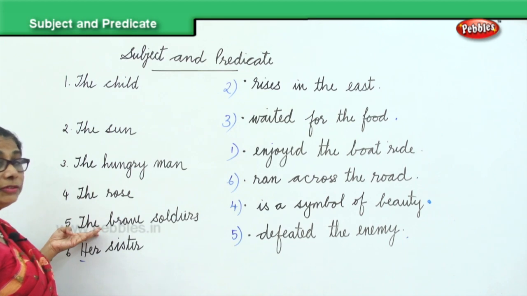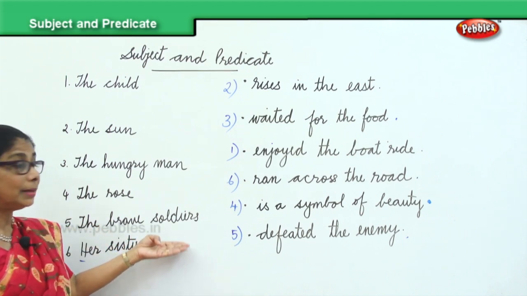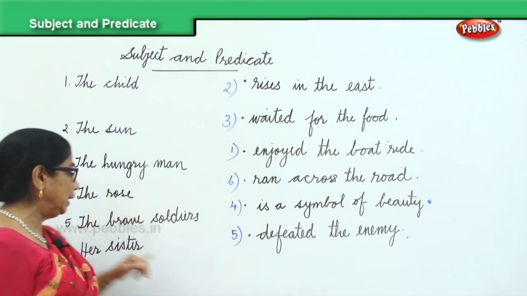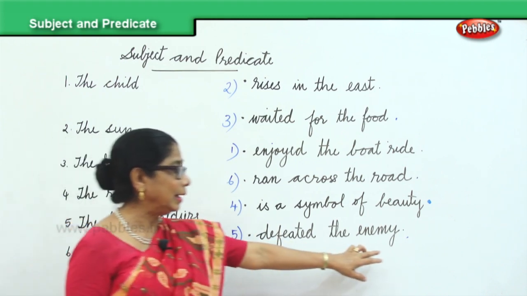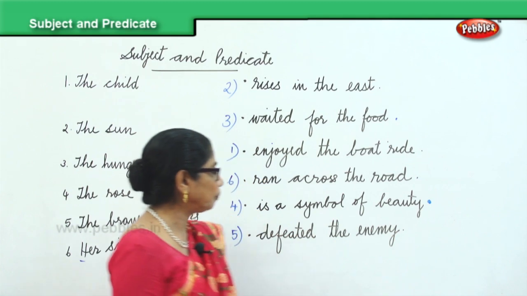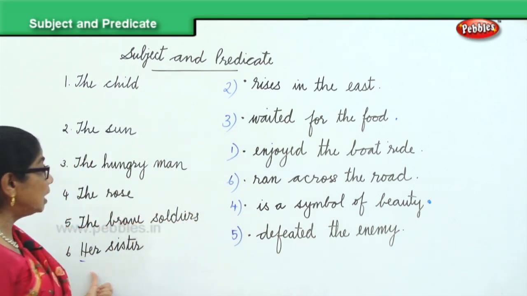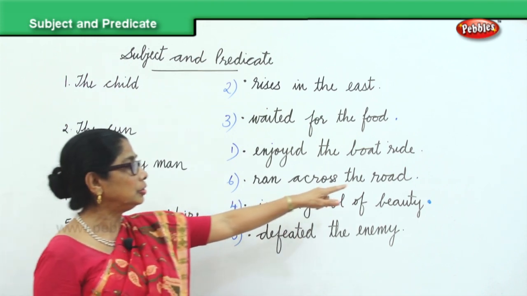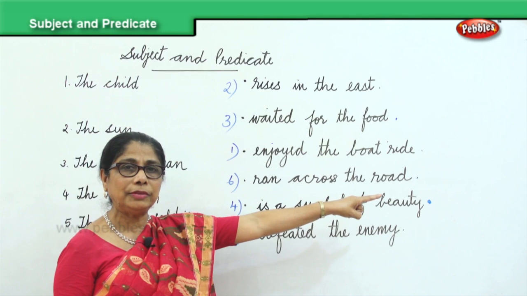Then the brave soldier, that is the subject, defeated the enemy. That is the predicate, begins with the capital letter and ends with the full stop. And finally, we have her sister. Her sister is the subject, H, capital beginning, ran across the road and ends with the full stop.